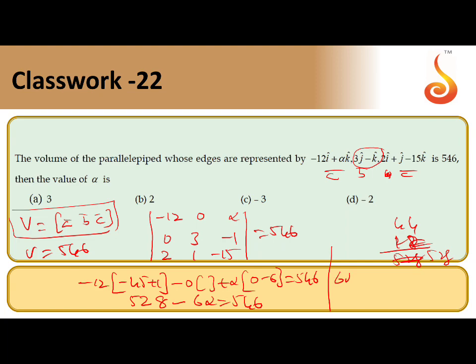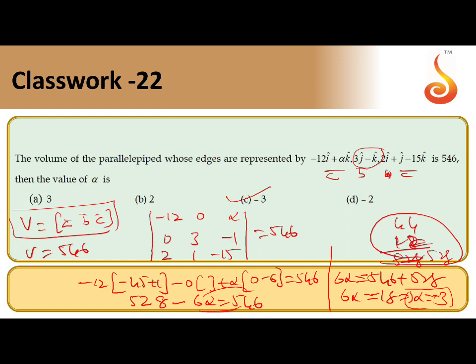Then 6 alpha equals 546 minus 528, so 6 alpha equals 18, alpha equals 3. Sorry, this is minus and this is plus. The alpha is minus 3. Taking it to that side, it is given minus 1. Here minus 546 plus 528, that is 6 alpha equals minus 18. Alpha equals minus 3 is the answer.